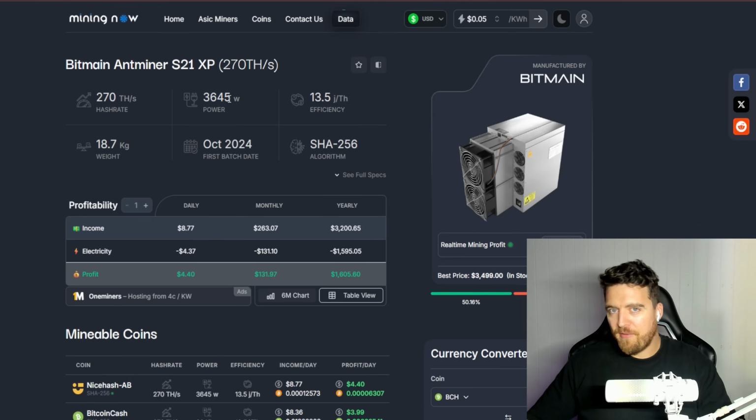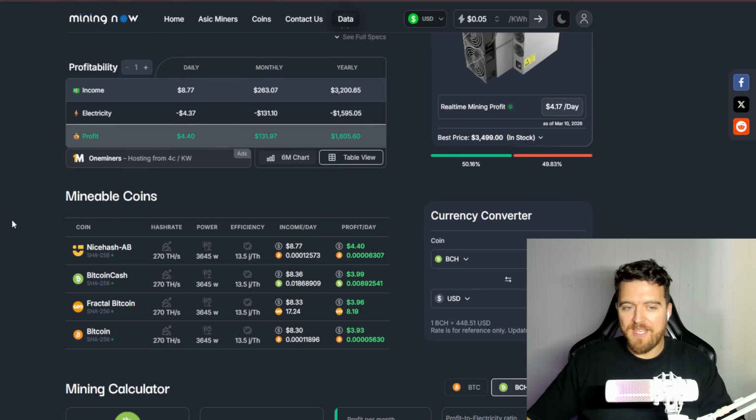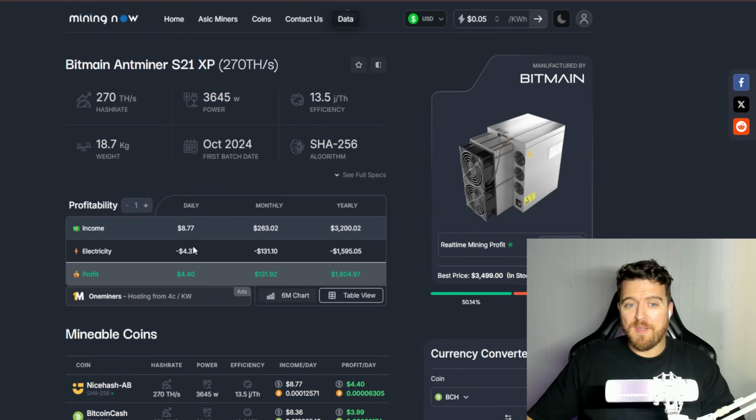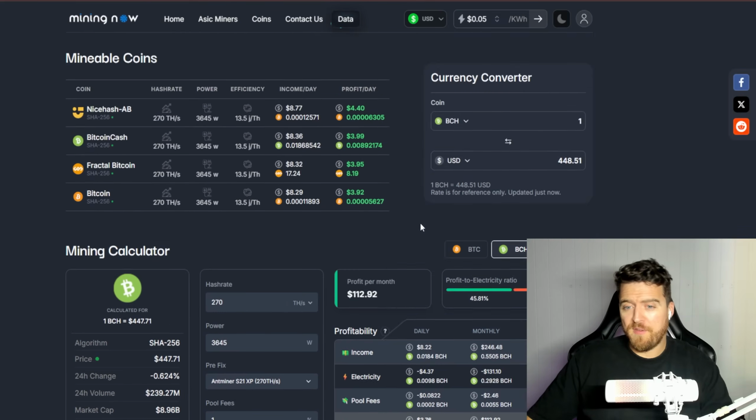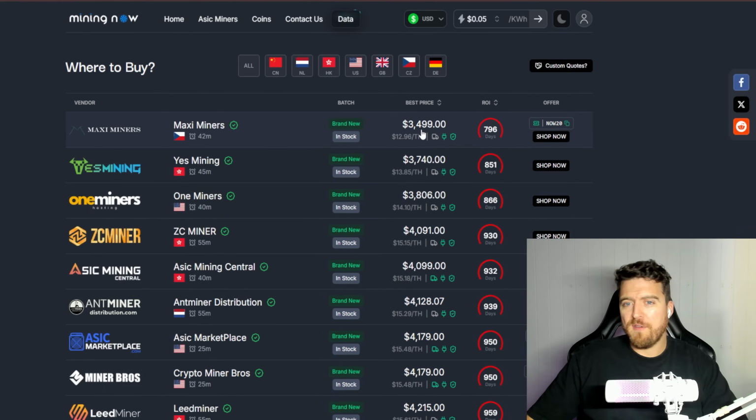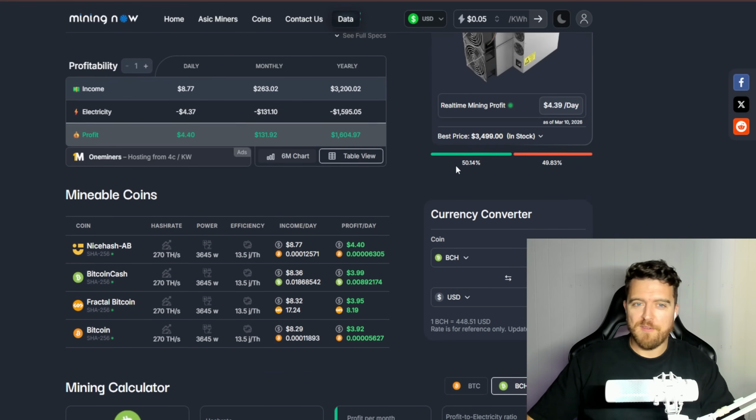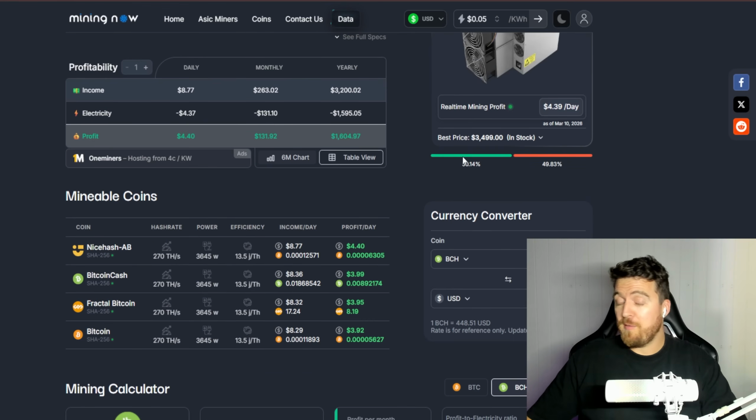3,645 watts, so you can't run this on a household outlet. But you can see right now it's still profiting $4.40 a day. Now, the only way I'm getting this profit is by hosting. This is about a $4,000 machine. When I bought it, it was a little bit more expensive, about $5,500. That's US, by the way, about 8,000 Aussie. Definite investment. Ask my wife how she feels about that.